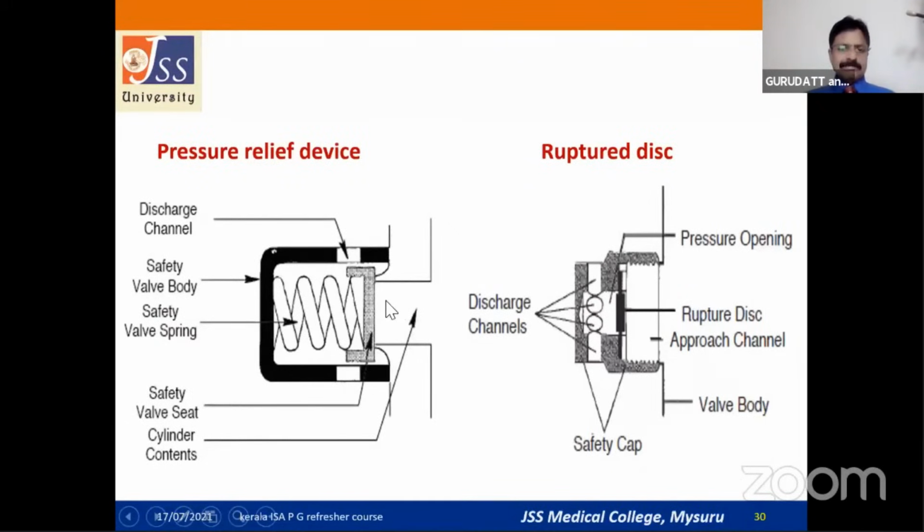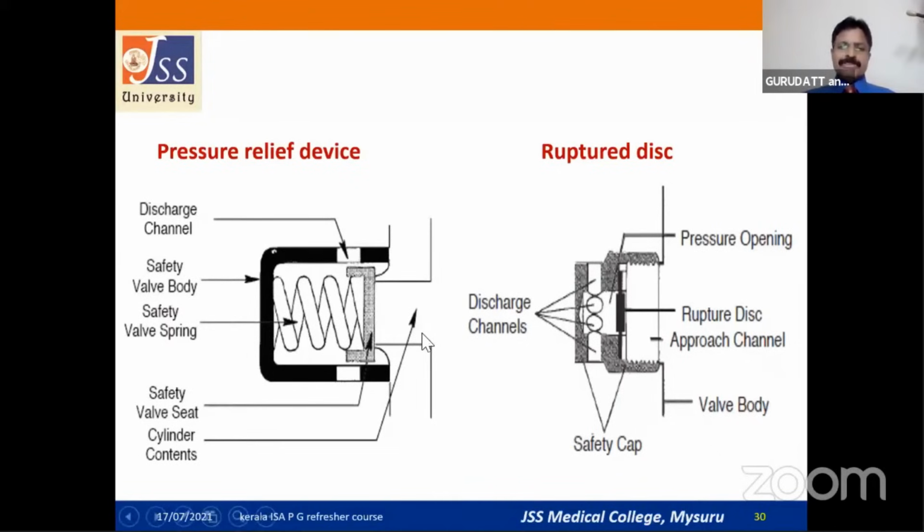So what this particular type of relief device is: it has a valve seat connected to a spring. Usually the valve seat closes the discharge channel. Suppose the cylinders are heated up and the pressure increases, then this seat pushes the spring and opens up the discharge channel, and the gases can be vented out.